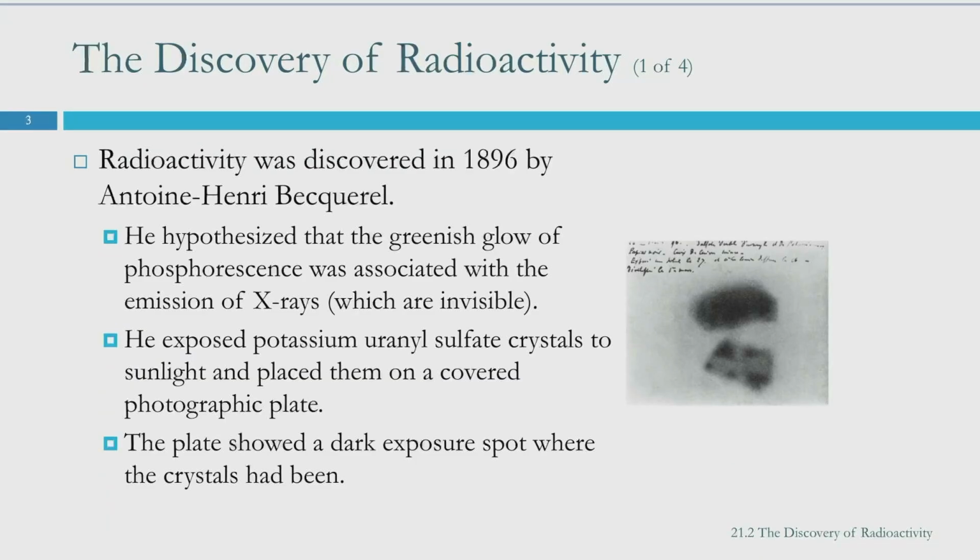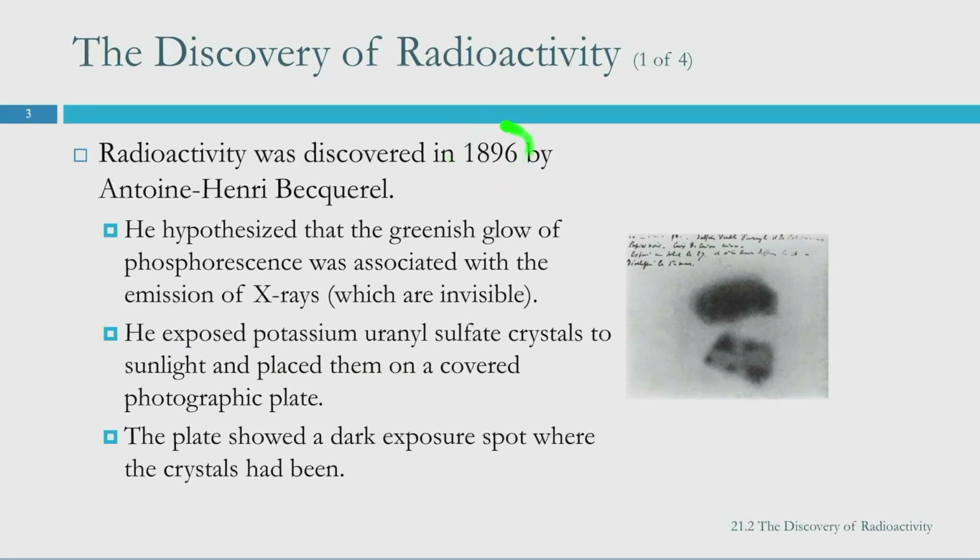Radioactivity has been known about for a long time. It was discovered in the late 19th century by Antoine-Henri Becquerel. He hypothesized that the greenish glow of phosphorescence, think glow-in-the-dark paint, was associated with the emission of X-rays like you get at the dentist's office. X-rays are actually invisible. He exposed some crystals to sunlight because he thought that phosphorescence and X-rays were linked. So he was trying to charge up the phosphorescence by exposing them to sunlight.